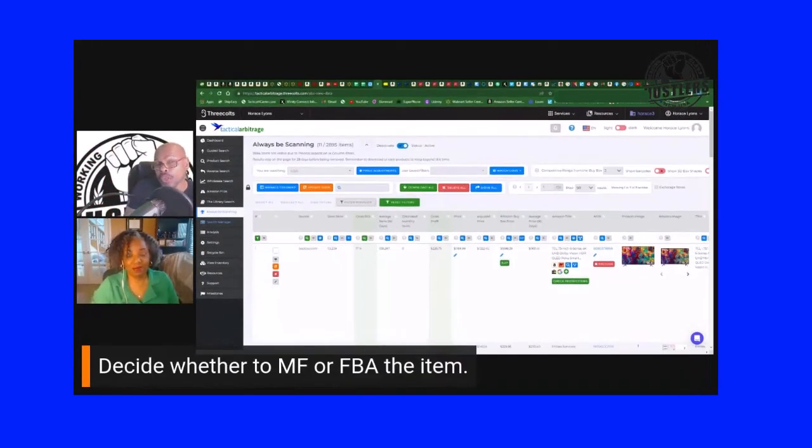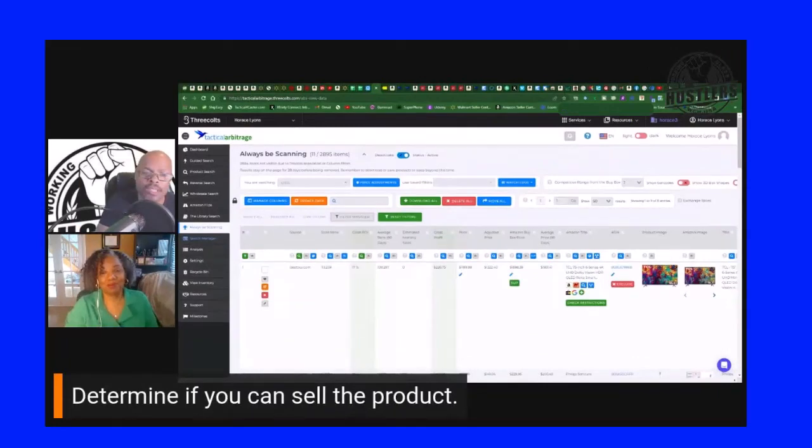We need to decide whether we're going to merchant fulfill it, in other words, ship it to the customer ourselves, or are we going to do what all the gurus talk about? All these people that want to sell you the courses talk about how Amazon will do everything for you. That's called FBA, or fulfillment by Amazon.